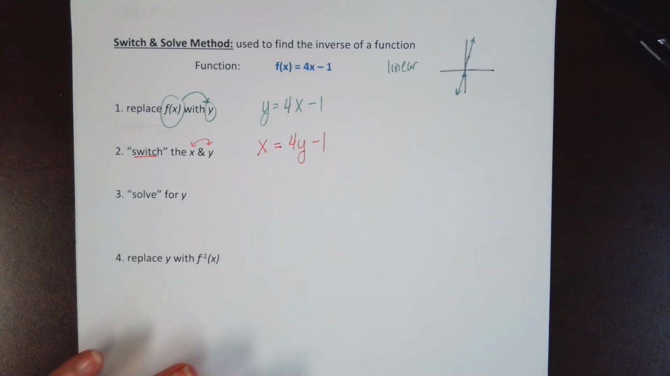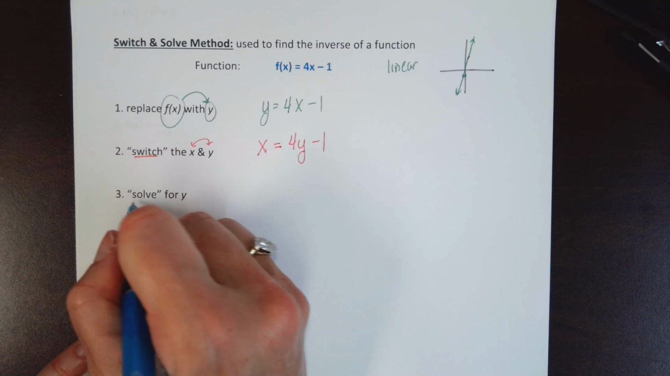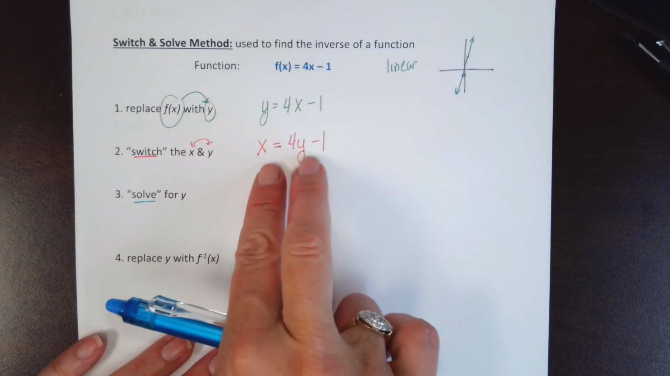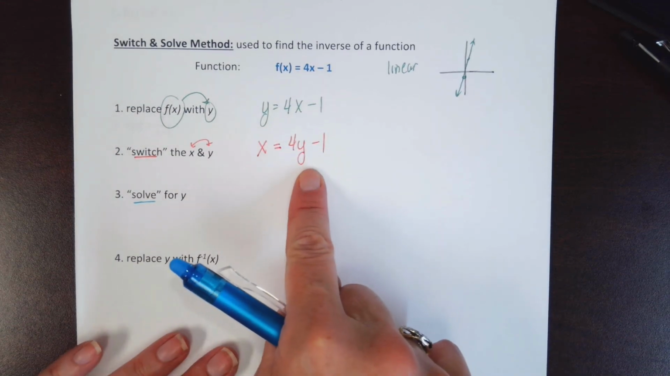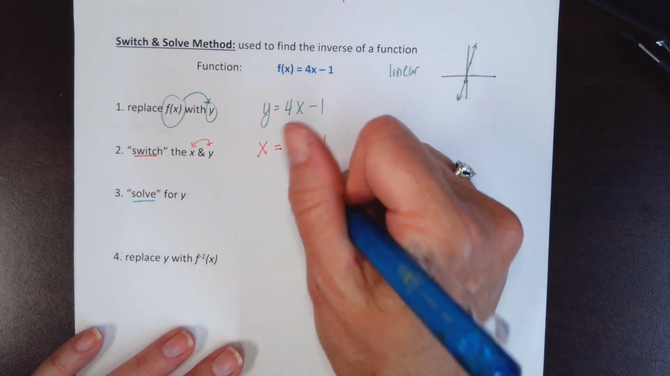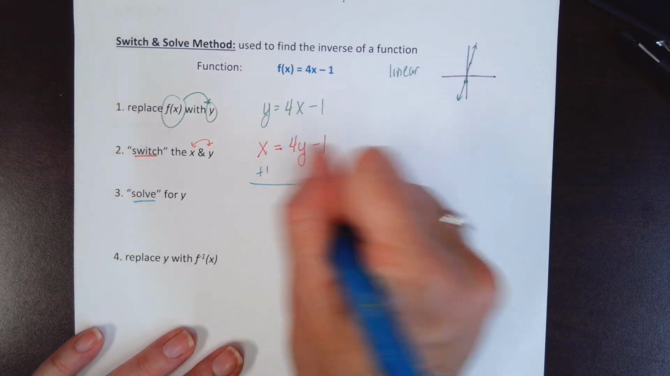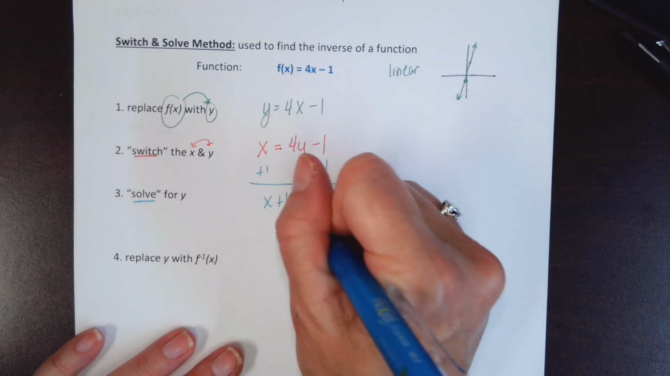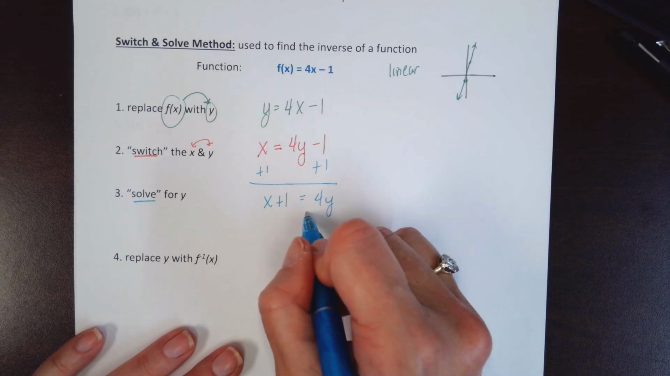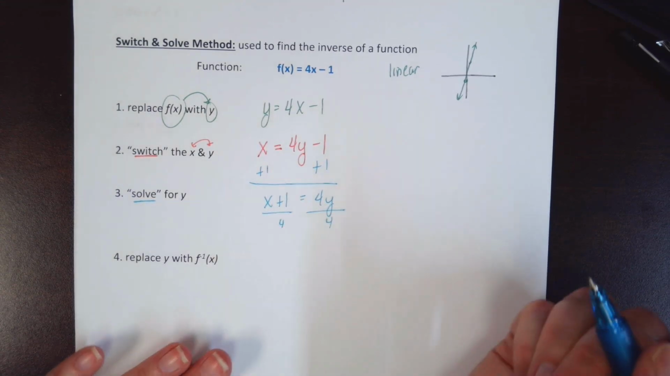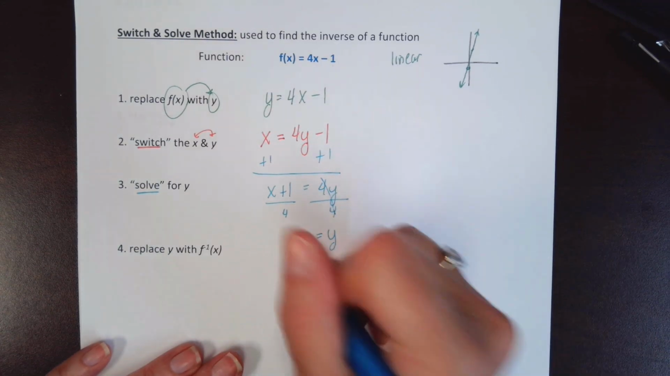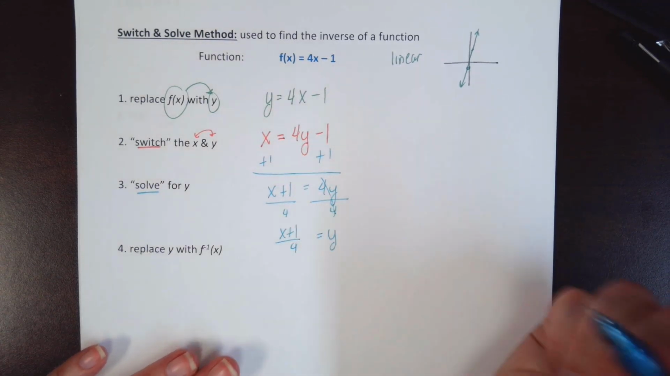Next is the solve part. I'm going to solve for y. Well, I had it solved for y to start with. I switched the domain and range. Now I'm going to solve for y again. That's my new range. So I need to move everything away from my 4y. Let's start by adding 1 to move it over. So x plus 1 equals 4y. And then 4 times y, the opposite operation is to divide both sides by 4. Anything over itself is 1, so I have y equals x plus 1 over 4.